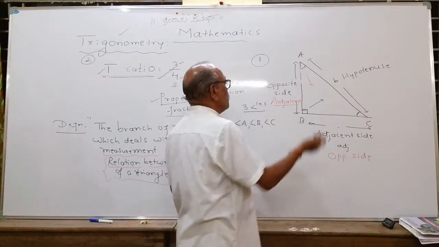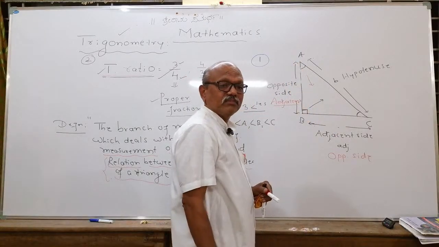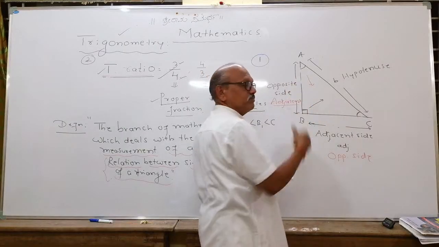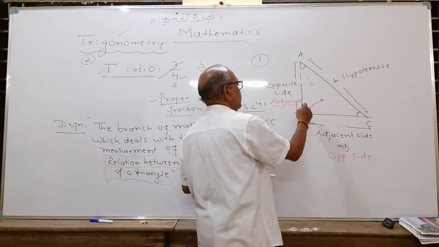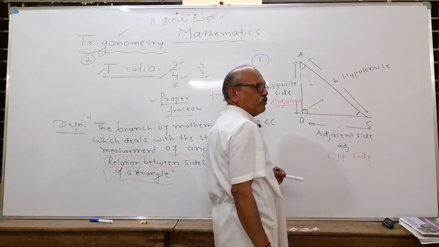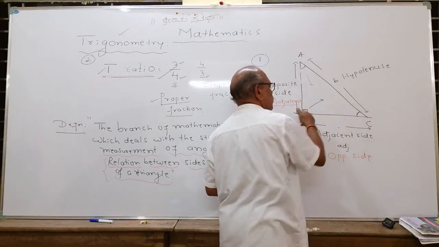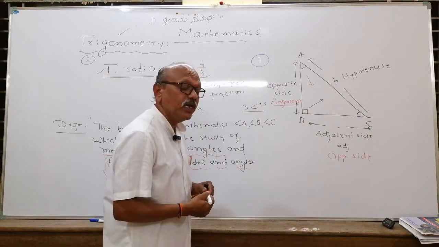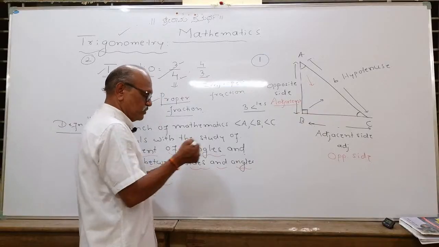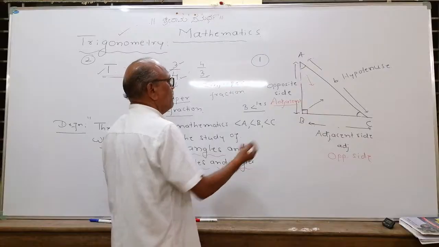How? Observe. I can take AB upon BC or BC upon AB. You can take AB upon AC and AC upon AB. The fifth ratio is BC upon AC and AC upon BC. Like this, we can write totally 6 ratios. Simple permutation. I will write the ratios.